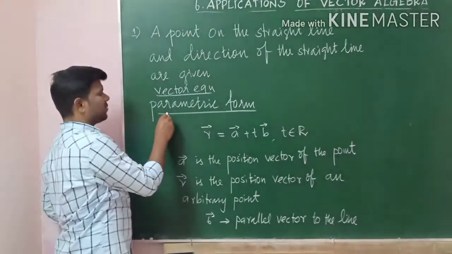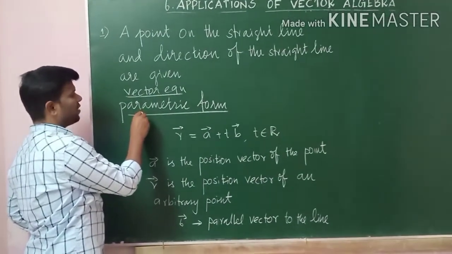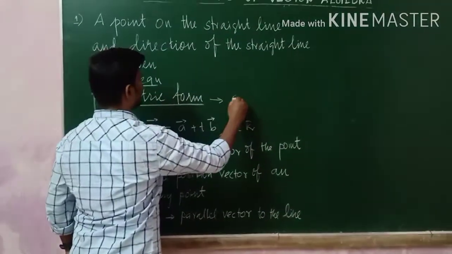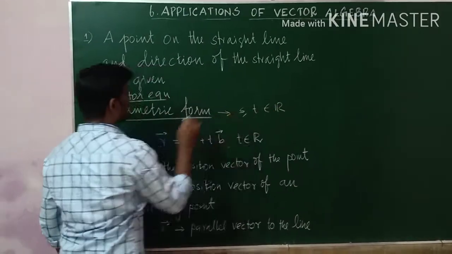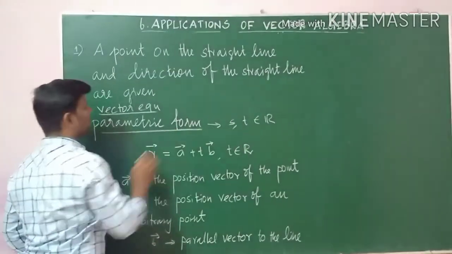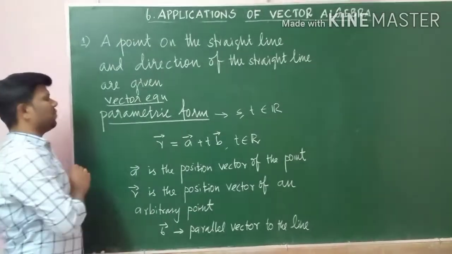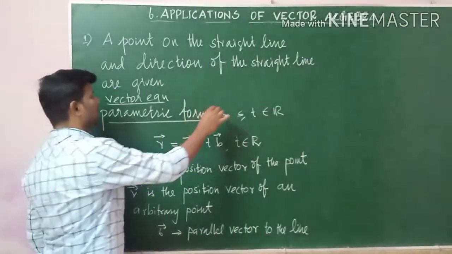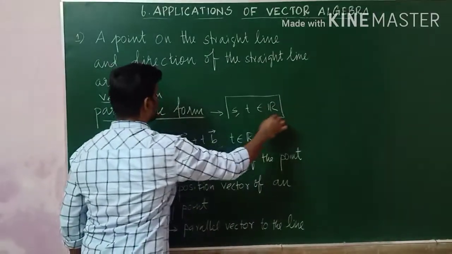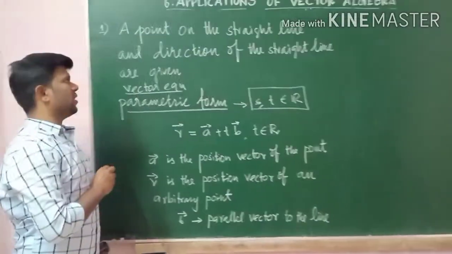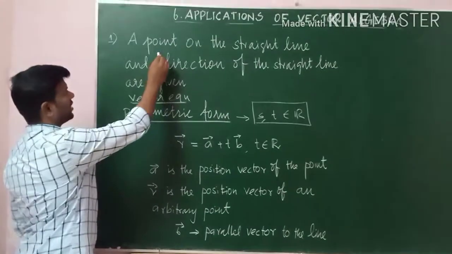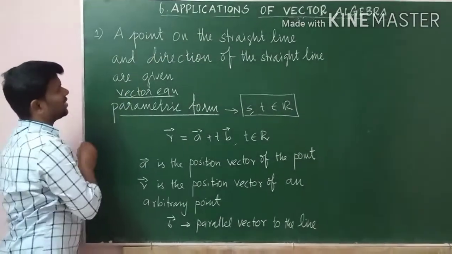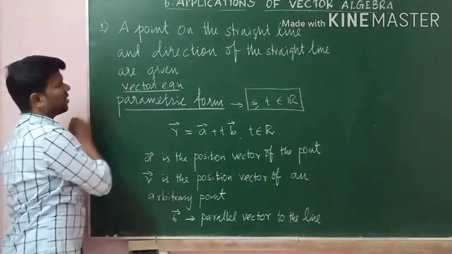So what is parametric form? In parametric form we can use the parameters like S, T which belongs to real numbers. If we use these parameters in the vector equation, this is called what? Parametric form. If we are not using these parameters, then it is called what? Non-parametric form. So now we are going to find out the equation of straight line, if a point on the straight line and the direction of the straight line are given.